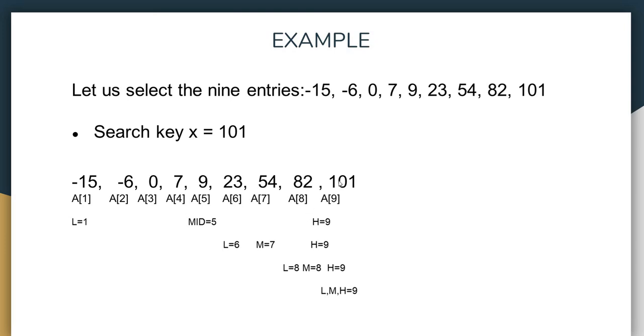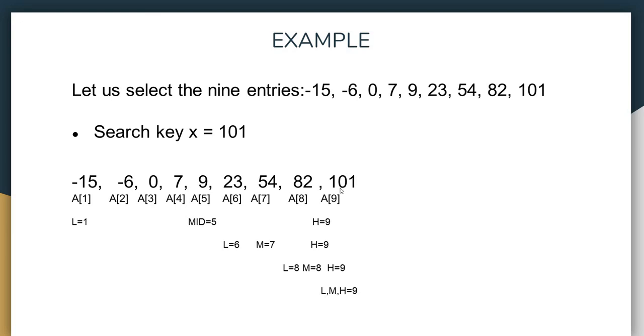So once again the search is available on the right sublist only. Case 2 condition is true. So low equal to mid plus 1. Here low equal to 9, high equal to 9. So once again we have to check the while condition. While low is less than or equal to high, condition is true. So we have to calculate the mid position. Mid value equal to 9.